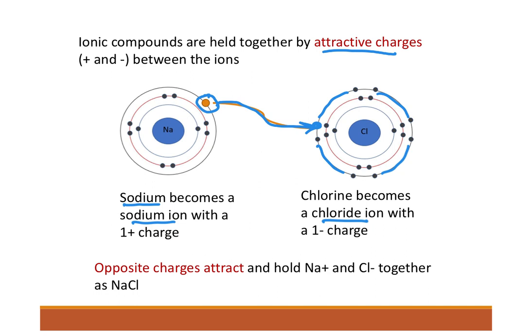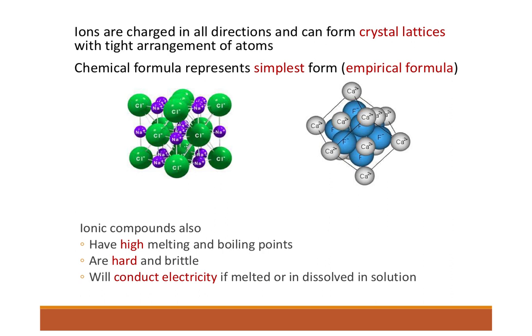And so this is now a positively charged ion. This is a negatively charged ion. And these attractive forces, the opposite charges, will pull those 2 atoms together to form our ionic compound. Now, the ions in an ionic compound actually are giving off their charge in all directions, north, south, east, and west. And so they form what is known as crystal lattices.